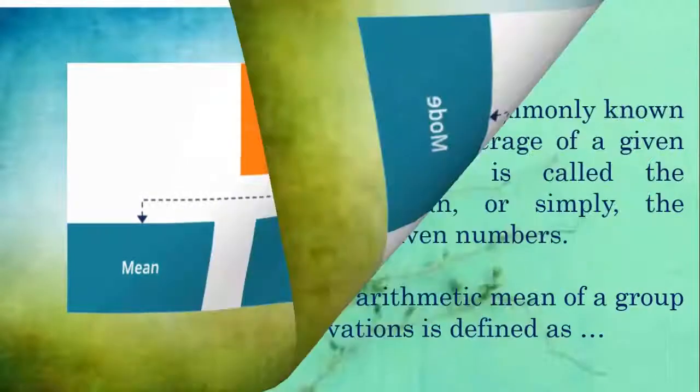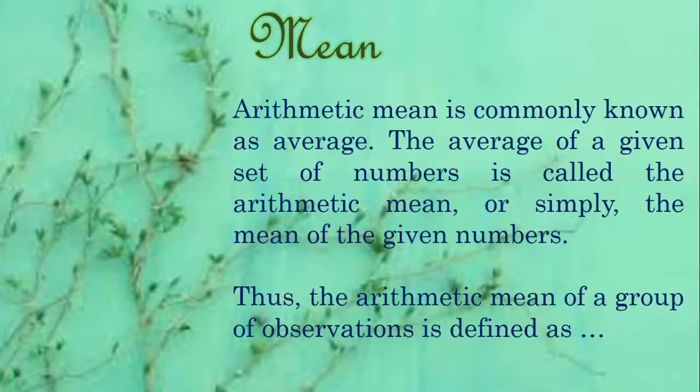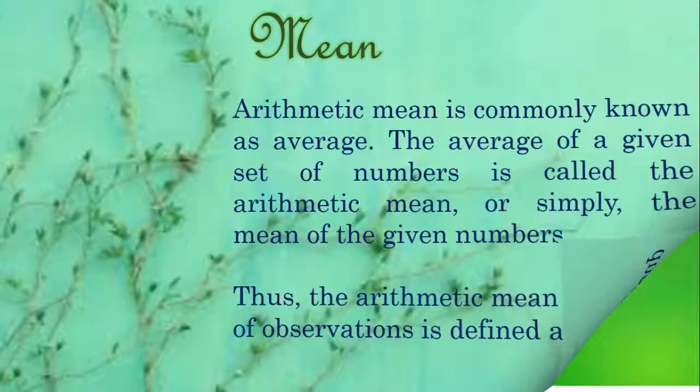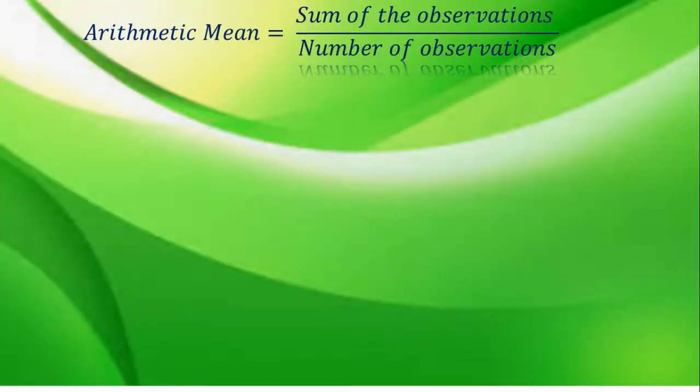Let's come to mean or arithmetic mean. Arithmetic mean is commonly known as average. The average of a given set of numbers is called the arithmetic mean or simply the mean of the given numbers. Thus, the arithmetic mean of a group of observations is defined as the sum of the observations divided by the number of observations. This thing we have learned already.